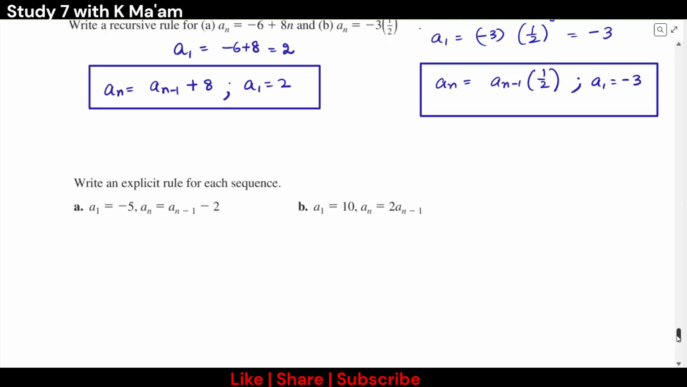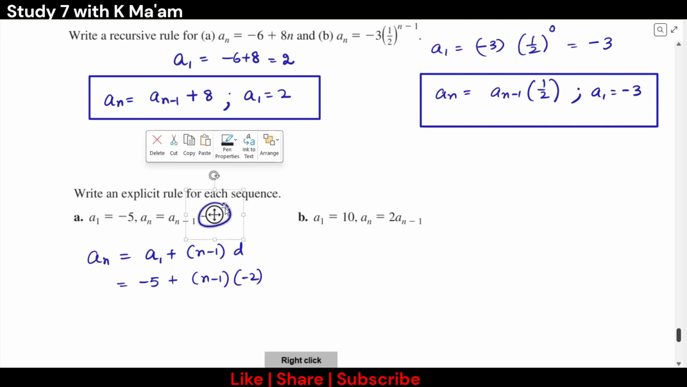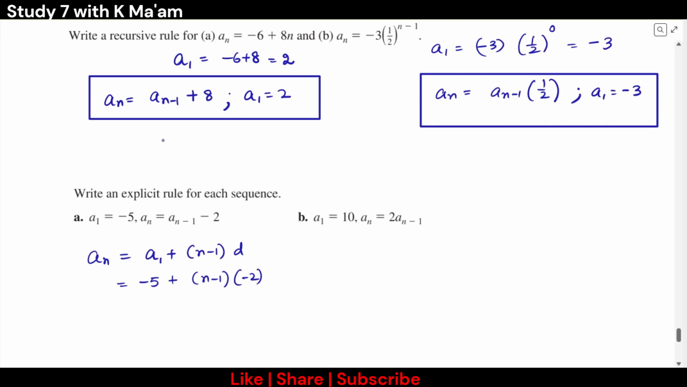So here we have to write the explicit form. The recursive form is already given. What is the explicit form of an arithmetic sequence? First term plus n minus 1 times d. The first term is negative 5, n minus 1 as it is, and the difference is minus 2, because if you compare with the arithmetic sequence recursive formula, this is plus d. So our d is negative 2.